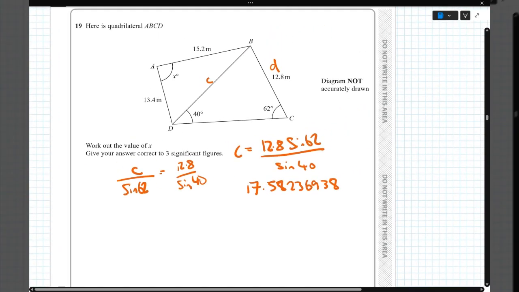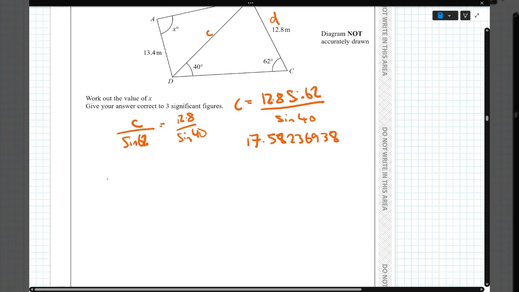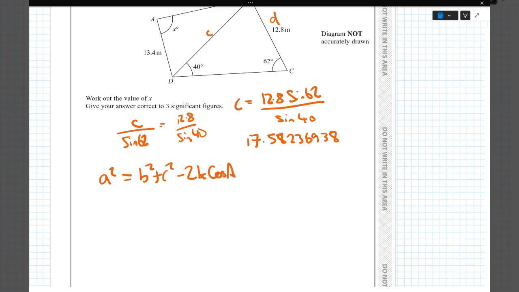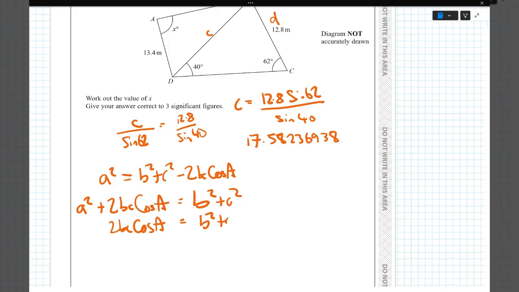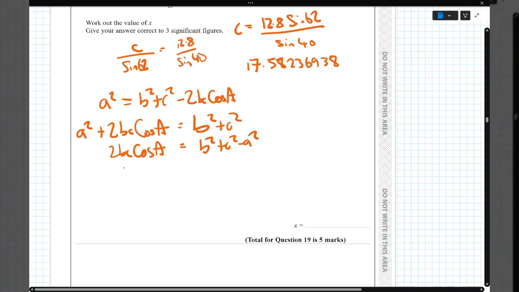Now, the next bit's tricky because we need to use the cosine rule, but they don't give you the formula to find the angle straight away. So a squared is equal to b squared plus c squared take away 2bc cos a. And we want cos a to be the subject. So the first thing we need to do is add all of the bit that is attached to cos a. So we've now got a squared plus 2bc cos a. We're going to take away the a squared, so that goes across here. b squared plus c squared, take away a squared. And then if we divide throughout by 2bc, we've successfully rearranged it, and we are going to be able to then use this formula above.